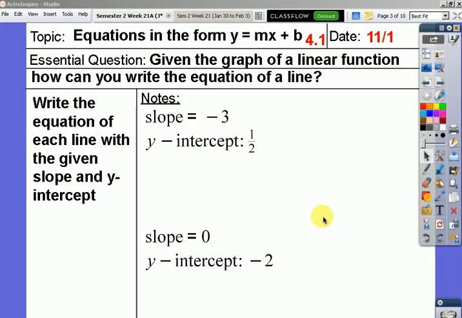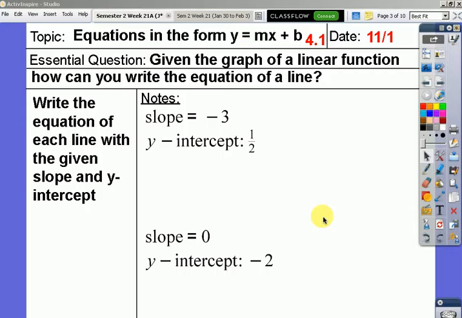Alright, so our topic for today is equations in the form y equals mx plus b. This should mostly be a review for you. Given the graph of a linear function, how can you write the equation of a line? We're going to start off really easy. The first part of the note says, write the equation of each line with the given slope and y-intercept.